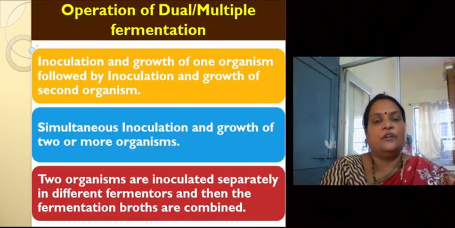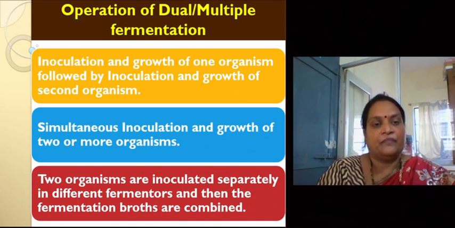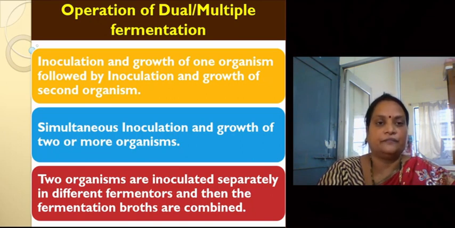Operation of dual or multiple fermentation. Inoculation and growth of one organism followed by inoculation and growth of second organism. Simultaneous inoculation and growth of two or more organisms. Two organisms are inoculated separately in different fermenters and then the fermentation broths are combined. Means dual and multiple fermentation can be operated in three different ways.